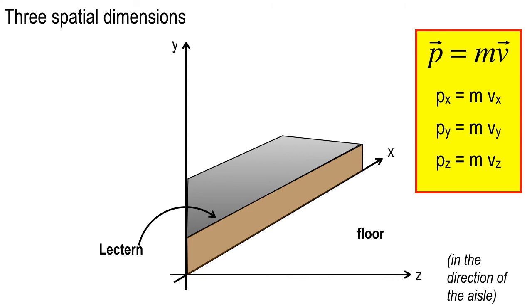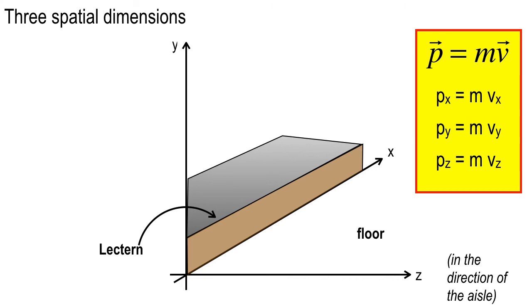So the momentum, vector P equals mass times vector v, velocity. That can be broken down into a little bit of x momentum, P subscript x, either left or right, and a little bit of y momentum, maybe some upward or some downward momentum, and a little bit of z momentum towards the front of the room or towards the back of the room, P subscript z.